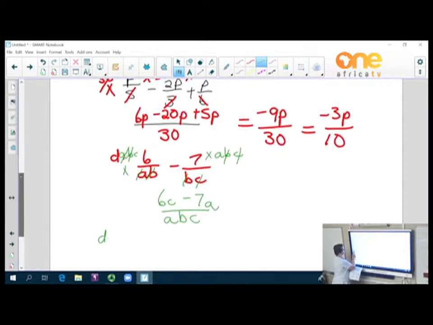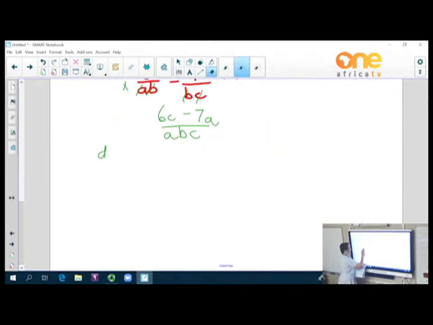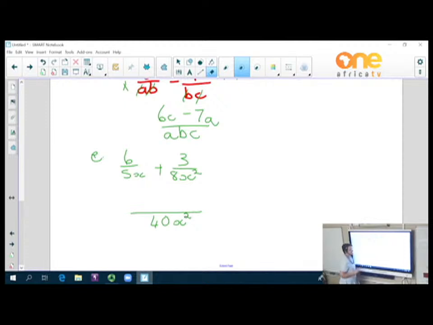That was number D. Now we're looking at number E. 6 over 5x plus 3 over 8x squared. LCM. So what do you need? For the 5 and the 8, it will be 40. And the lowest power is x squared. I don't need x to the power of 3 because it's the lowest common multiple. So you multiply here with 40x squared, and here with 40x squared.